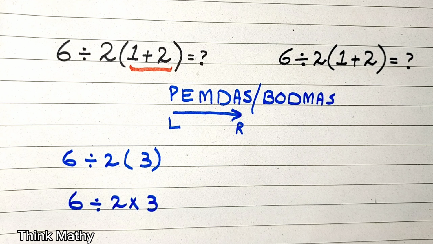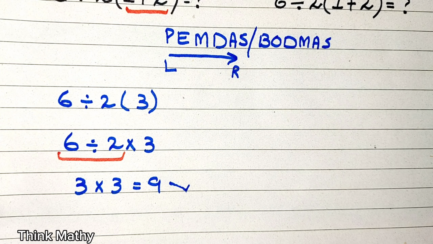Now we can see that we have only two operations, division and multiplication. So that means we can solve this by using the left to right concept. In the very first place we will solve 6 divided by 2, which gives you 3, and we are left with multiply by 3, and in the last, 3 multiplied by 3 gives you 9. So 9 is the answer found by using the modern rule of operations.